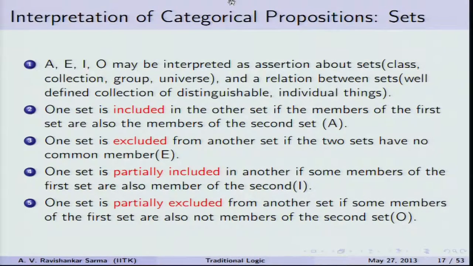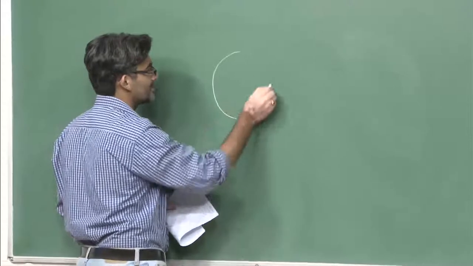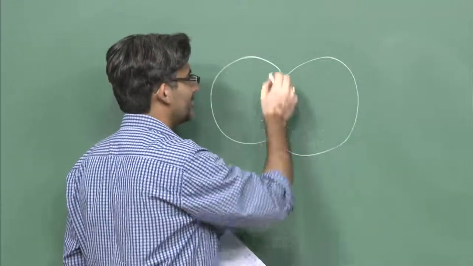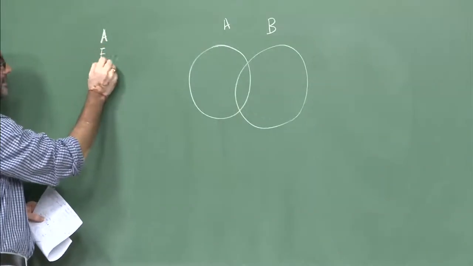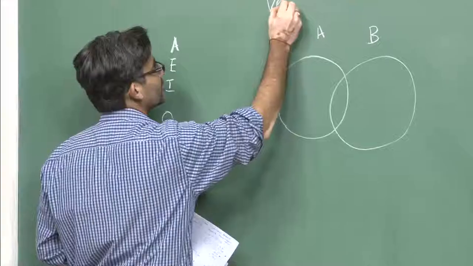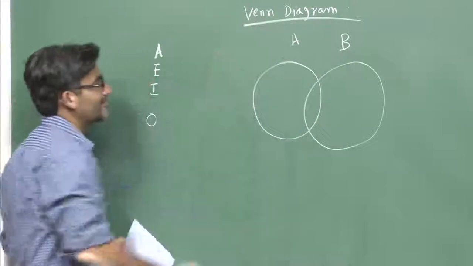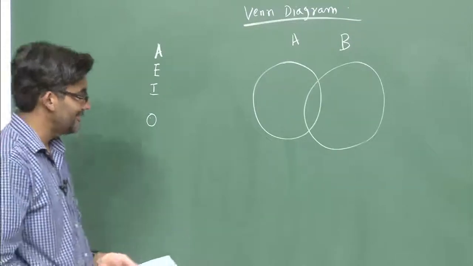So let us talk a little bit about the Venn diagram. Our interest is not in analyzing Venn diagrams, but we are trying to represent these categorical propositions in terms of Venn diagrams. So it is like this. Venn used this particular kind of classes. Any two classes, when they intersect with each other, will be like this, A and B. Now we are trying to talk about A, E, I and O using this Venn diagram. Usually a picture says a thousand words, and if you know about these things with the help of diagrams, it will make our life simpler.